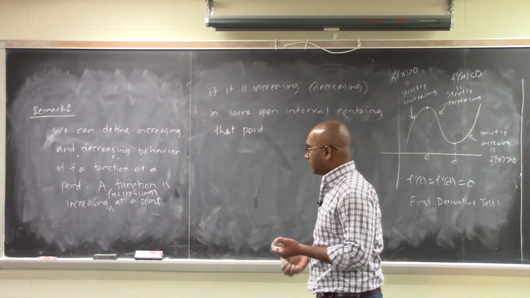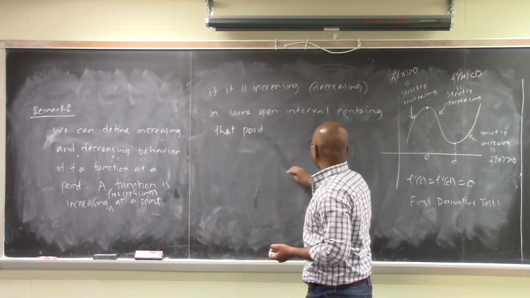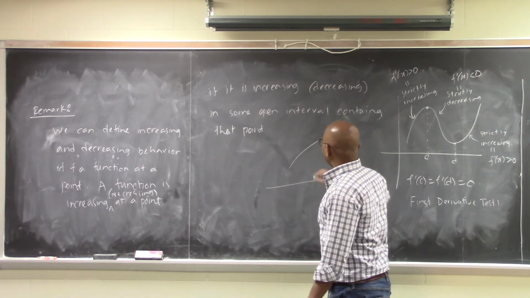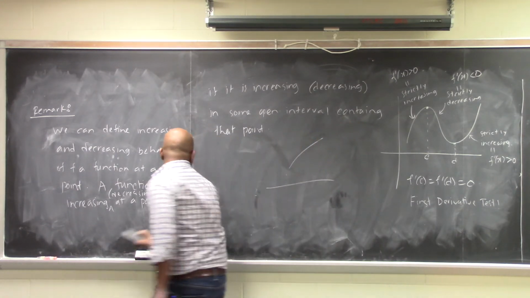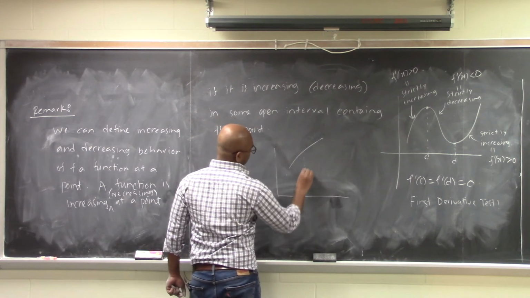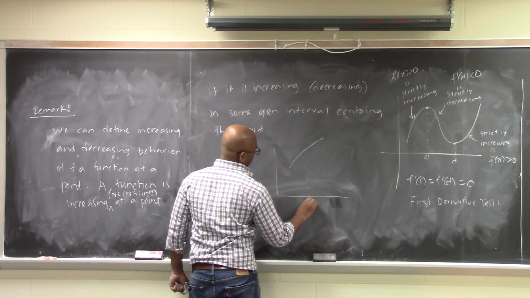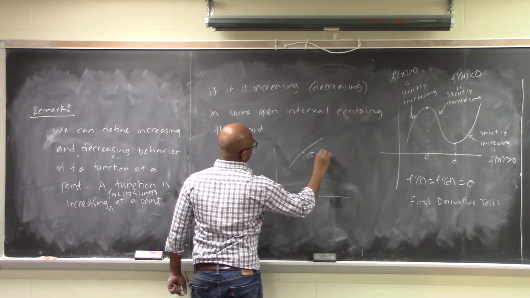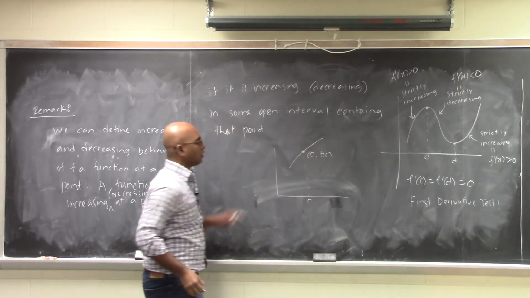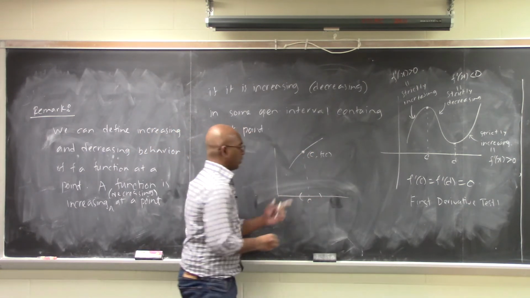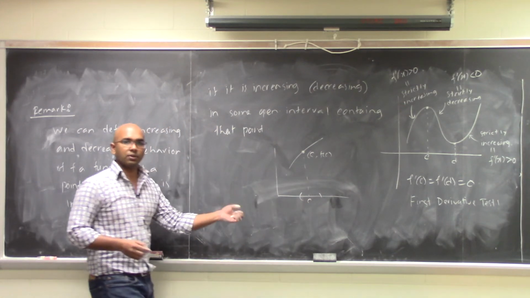So like this, if this is the graph of a function, it's a horrible x-axis. Let's say this is my point, say C, f of C. We'll say this function is increasing at C because there is an interval like this where this function is increasing, and this interval contains the point C.